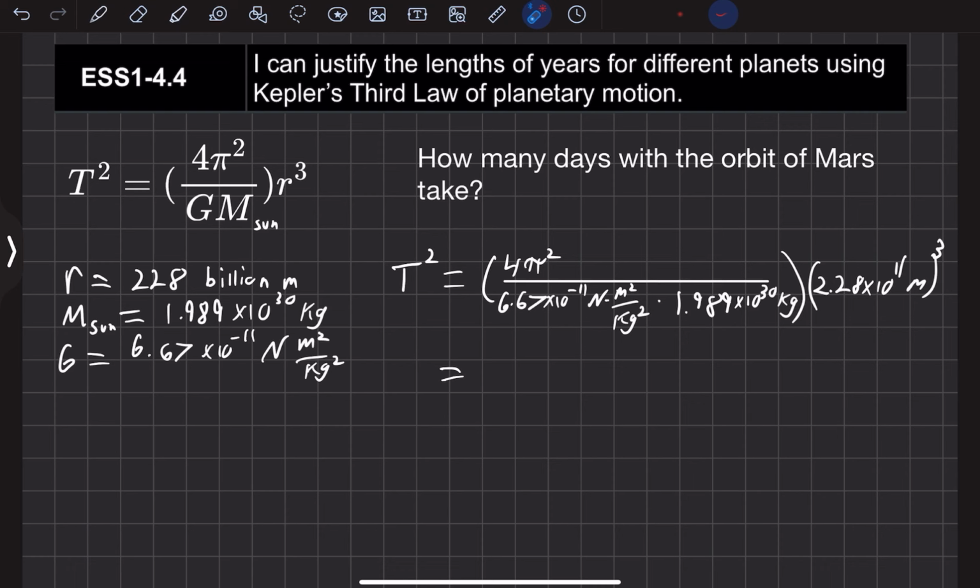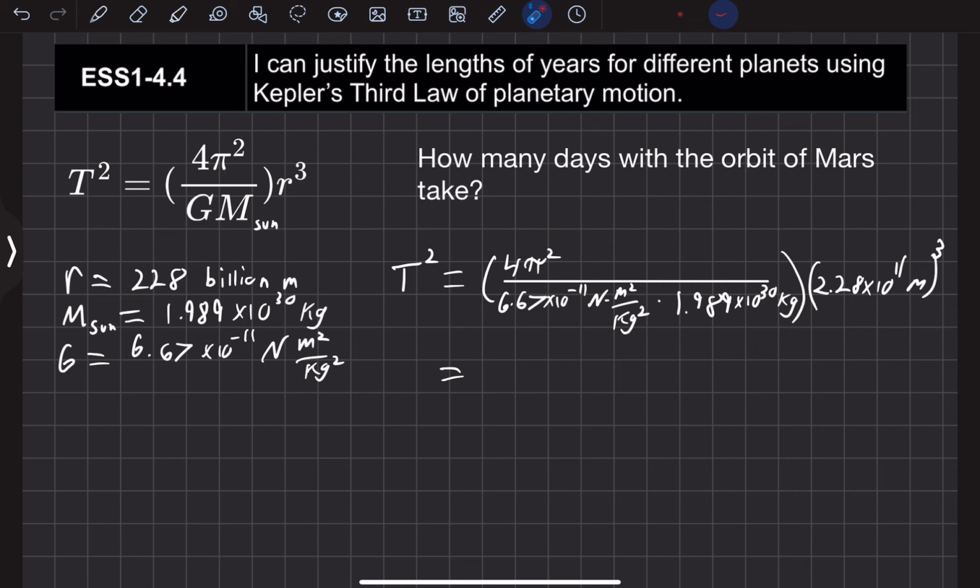The next learning objective is going to be very similar to the last couple, ESS1-4.4, and this is: I can justify the lengths of years of different planets using Kepler's third law of planetary motion. So the idea is that you could justify why Mars, for example, would have a longer year than Earth would, and Venus would have an even shorter year than Earth would.